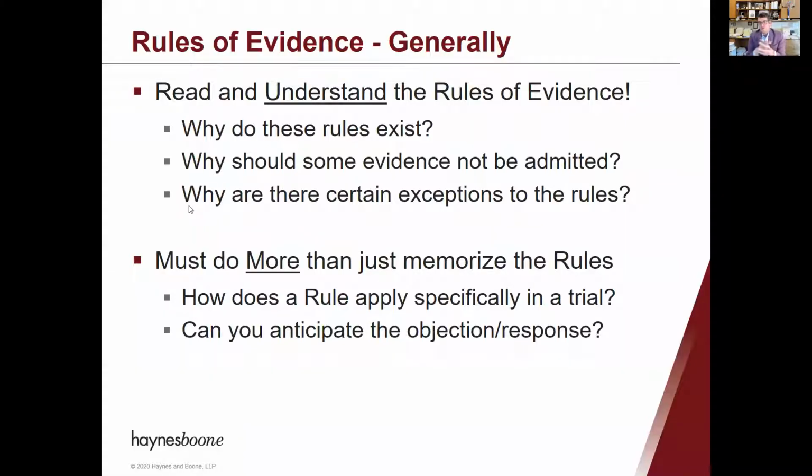Okay, so the rules of evidence. First couple of tricks. First, not only do you need to read the rules of evidence that are in the fact pattern, you must understand the rules of evidence. And what does that mean? Well, why do these certain rules exist in the first place? Why do we not want some evidence coming in at trials? And then when we do have rules for why things don't come in, why are there exceptions to those rules?